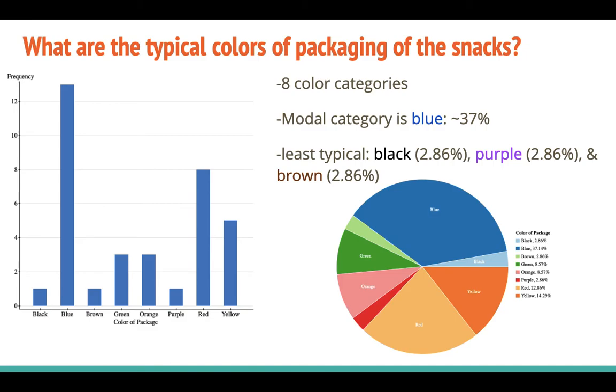The next two graphical displays show the different colors of packaging of the snacks. There are 8 color categories: blue, black, brown, green, orange, purple, red, and yellow. The modal category is blue, which makes up approximately 37% of the snacks. The least typical are black, purple, and brown, and they all have the same percentage of 2.86%.